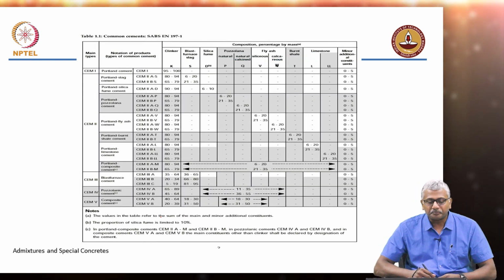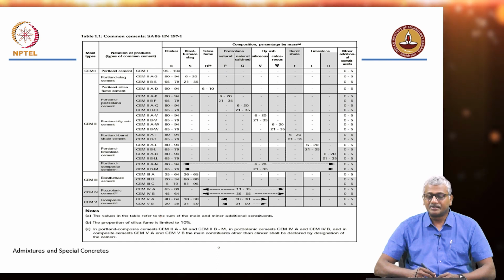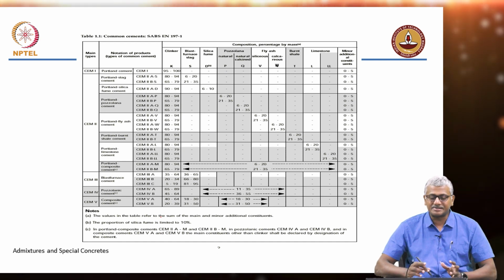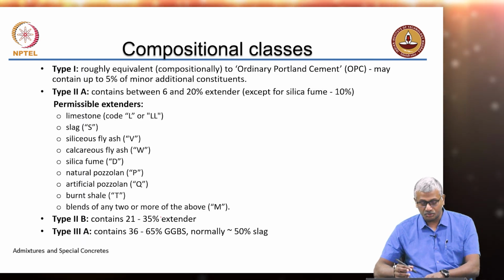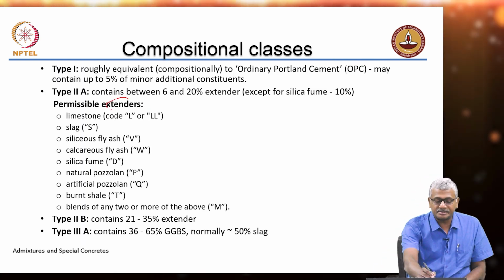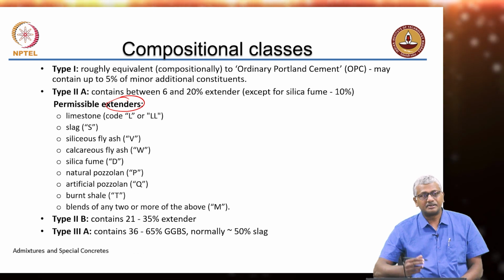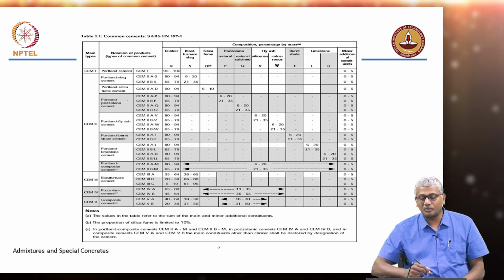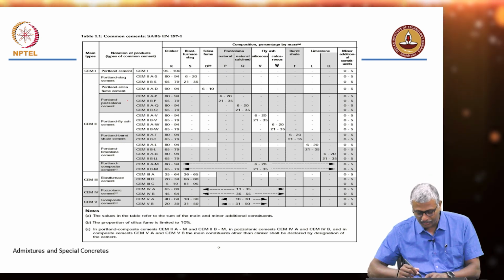So, this is the overall table that is present in the EN standards, it can be quite complicated to understand, but then once you start understanding what each of these extenders or supplementary materials is coded as, then you can definitely understand the scheme of classification here, but we will not look at that in more detail.